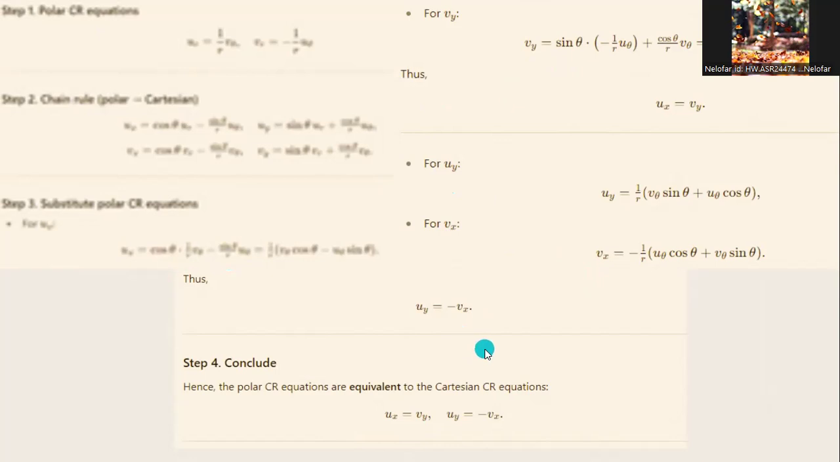From here we get one CR equation, and from here we get the other CR equation. So we have proved here, shortly, that we can also start from polar CR equations and derive the Cartesian form of CR equations. So we can say that polar CR equations are equivalent to the Cartesian CR equations, or they are alternatives of each other.